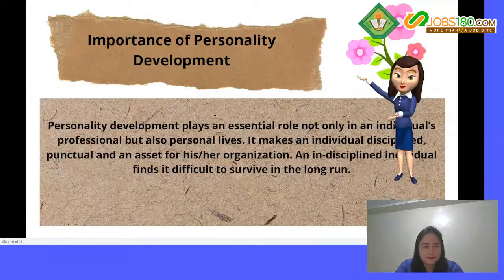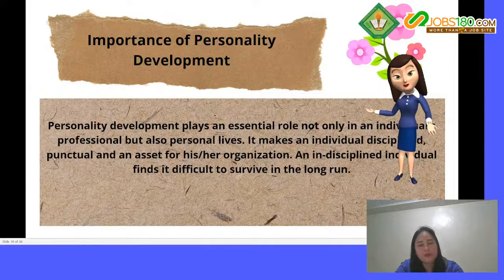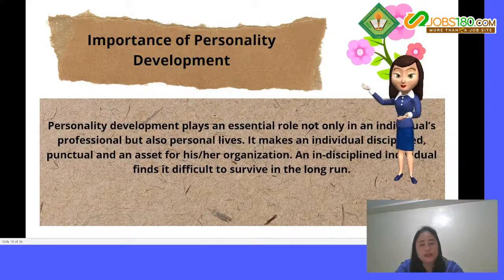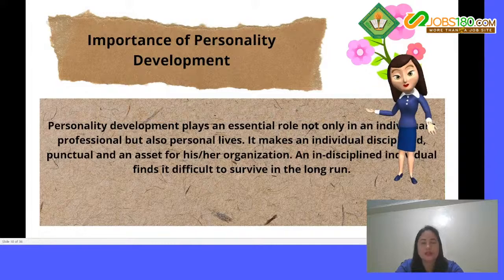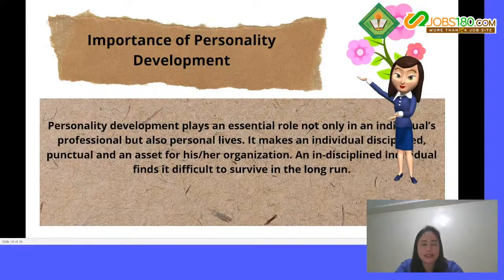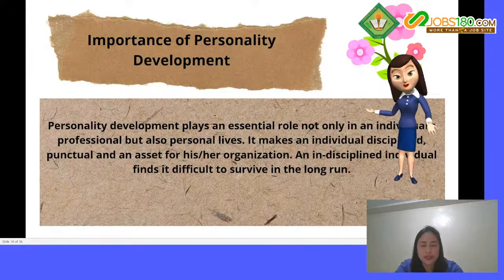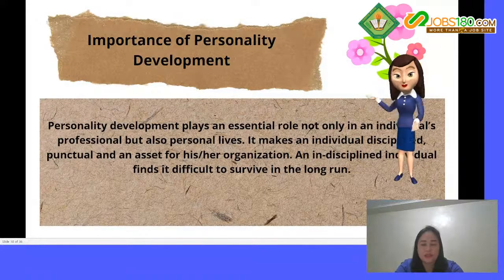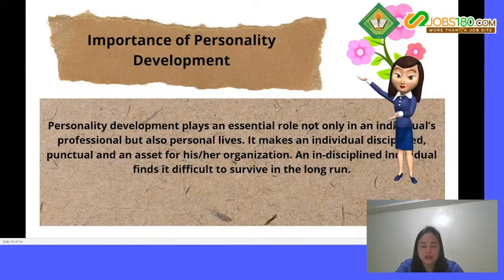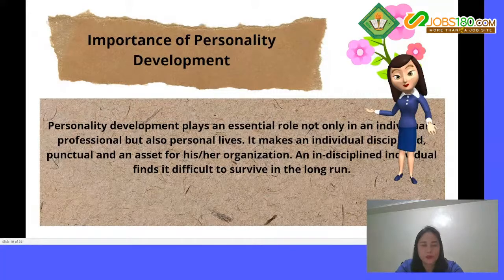Okay, next. Personality development plays an essential role not only in an individual's professional but also personal lives. It makes an individual disciplined, punctual, and an asset for his or her organization. An indisciplined individual finds it difficult to survive in the long run. O pag undisciplined ka naman talaga, marami kang magkakaroon ng mga problema sa darating na panahon.